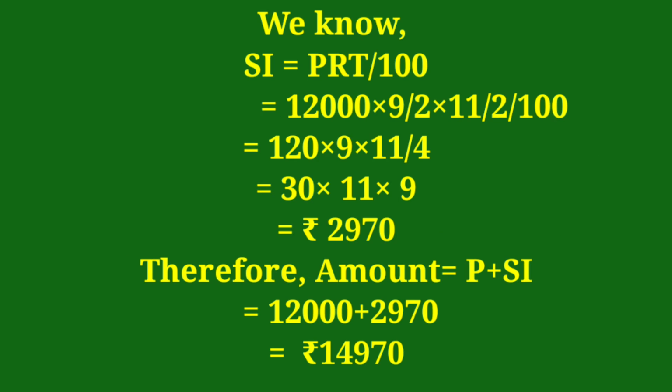Now we'll put them in the formula. We know SI equals P into R into T by 100. Therefore, we can see that 12,000 rupees into 9 by 2 into 11 by 2 by 100. 120, if you cancel them, divide them, then you will get rupees 2,970. Therefore, amount equals principal plus SI, that is 12,000 rupees plus 2,970. Total comes to 14,970.